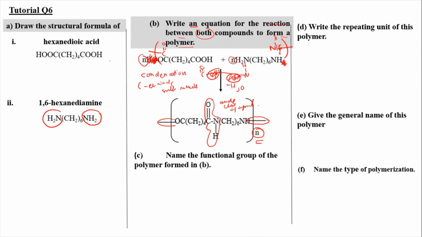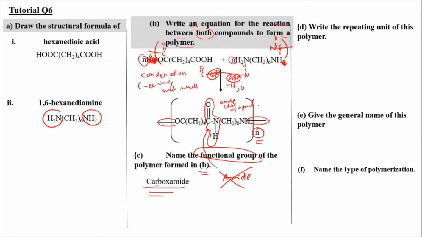Now we're going to do question C, where we have to name the functional group of the polymer found in B. So functional group. If you write amide, then it is wrong, because amide is the class of the compound, and it is bonded by the amide bond. However, the functional group here, as you have learned in chapter 4, is a carboxamide. So be very careful. You need to know the functional group is different from the class.